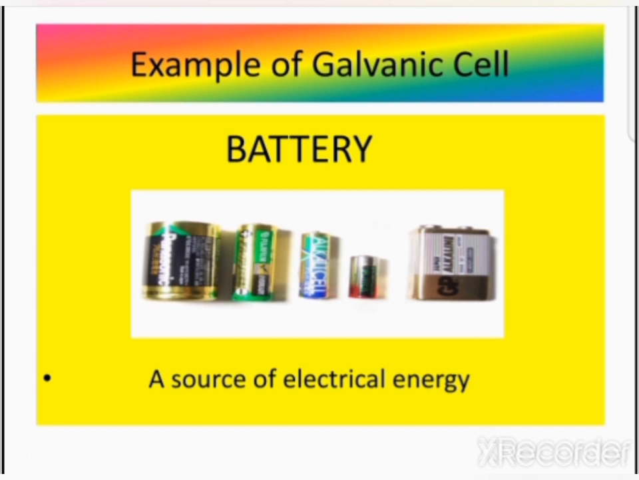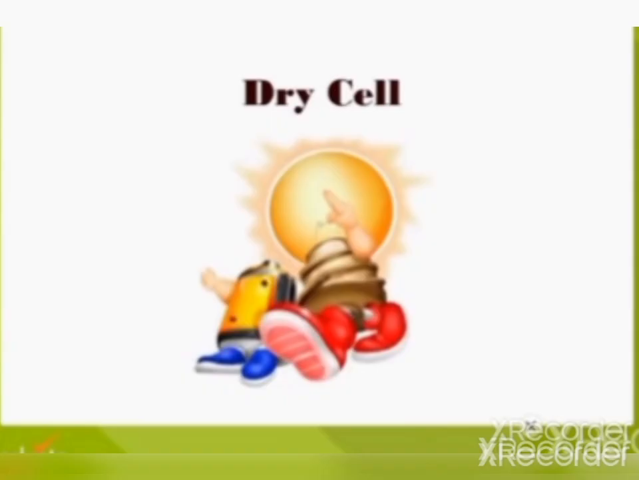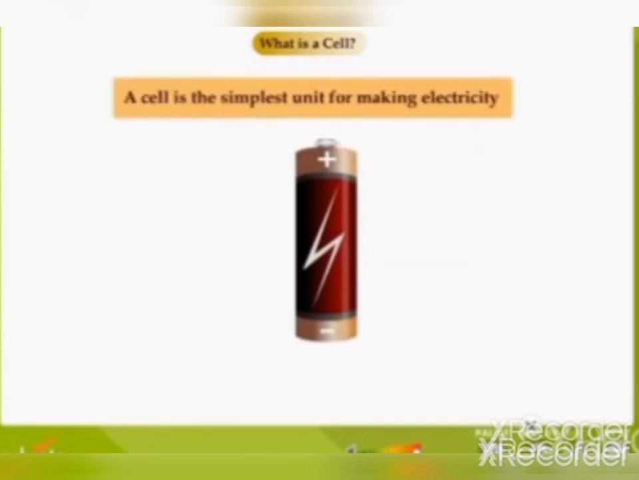An example of a galvanic cell is a battery. A battery is a galvanic cell or a group of galvanic cells joined in series. It is a source of electrical energy. Dry cell. What is a cell? A cell is the simplest unit for making electricity.